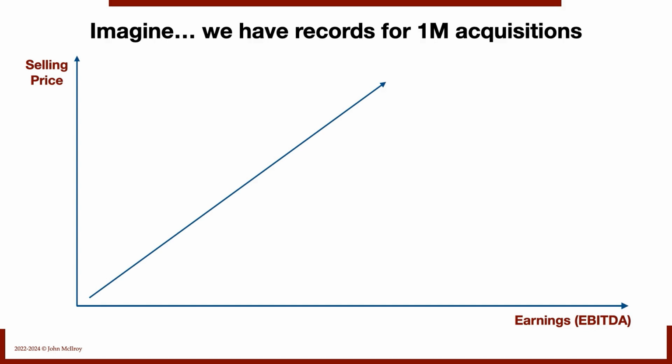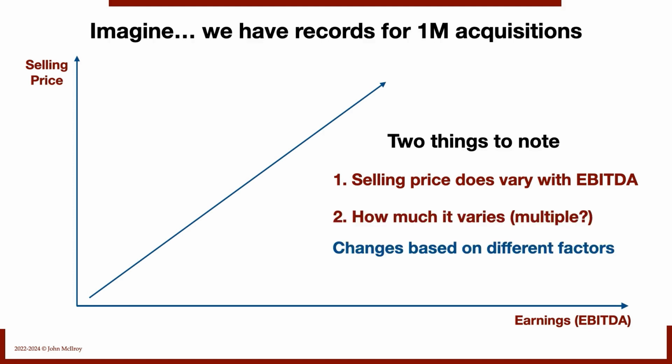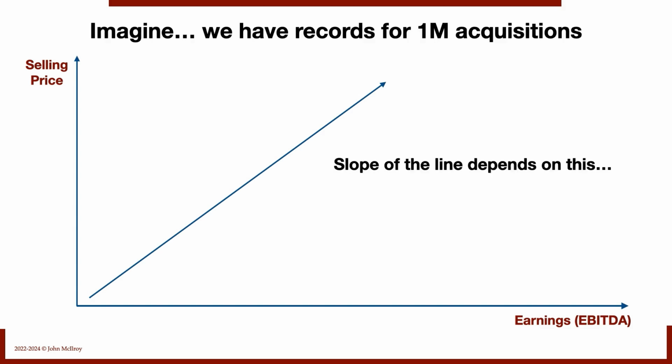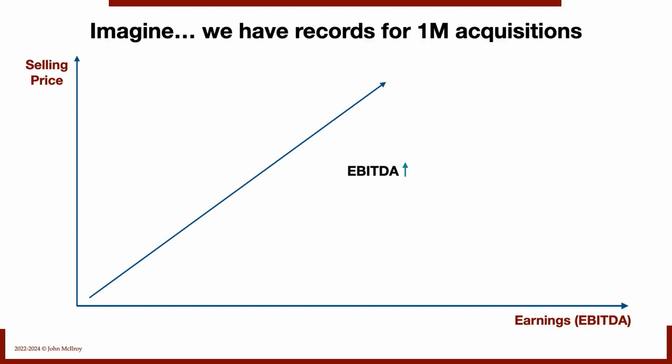I won't bother going step by step. We've already done that a couple of times. But there are two things I want to note about this valuation line. While selling price does vary with EBITDA, I don't think anybody questions that. How much it varies or what the multiple should be does change based on different factors. And we're going to take a look at some of those in this video. So the slope of the line or the multiple depends upon this. For every dollar increase you get in EBITDA, how much is the selling price actually increasing? For example, if I have an EBITDA increase of $1 and the selling price goes up by $1, I have a multiple of 1x.